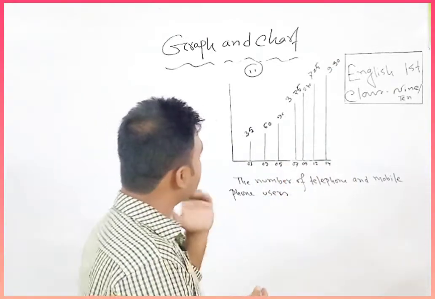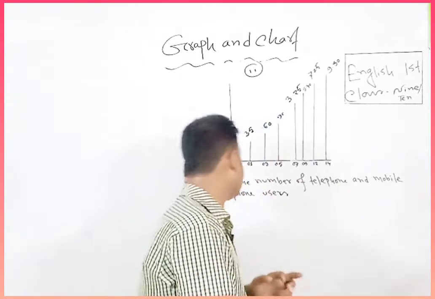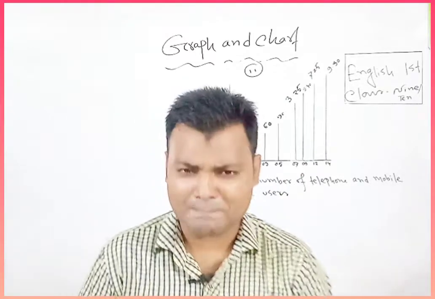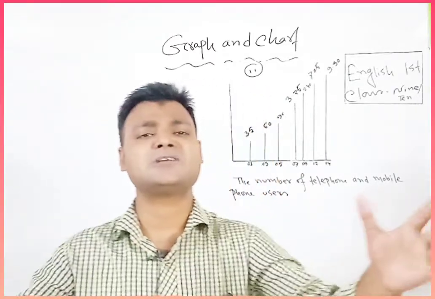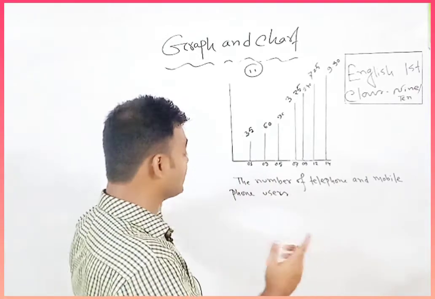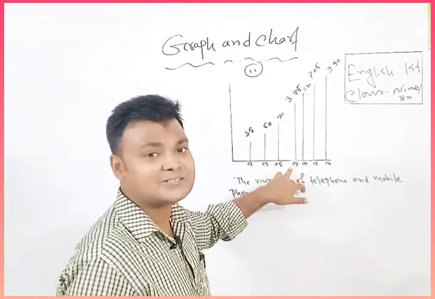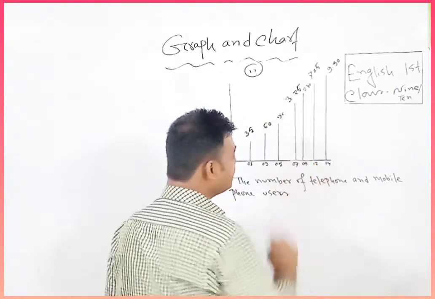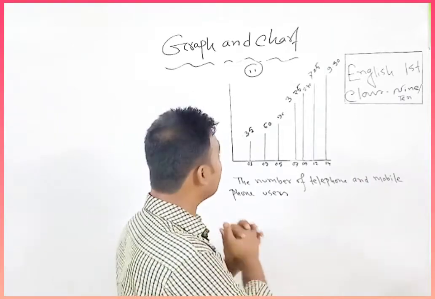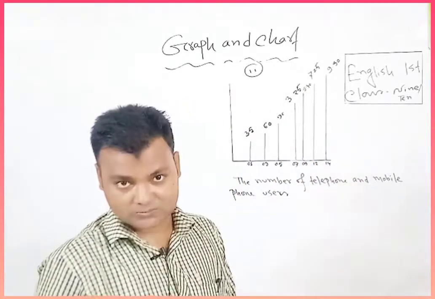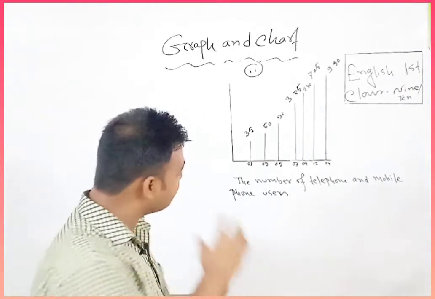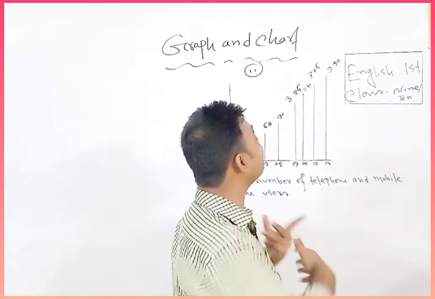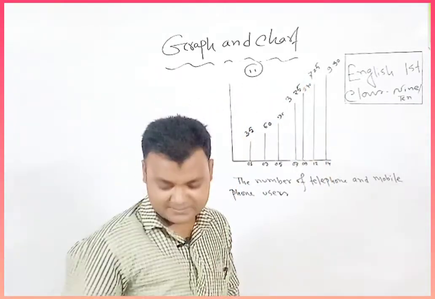In 2007 the number of telephone and mobile phone user rate was 3.25. That means a massive rise, a massive increase in the last 2 years, that is 3.25. And in 2009 the number of telephone users was 5.40 crore. Again we have seen that in 2009 the mobile phone and telephone users were increasing much more massively.